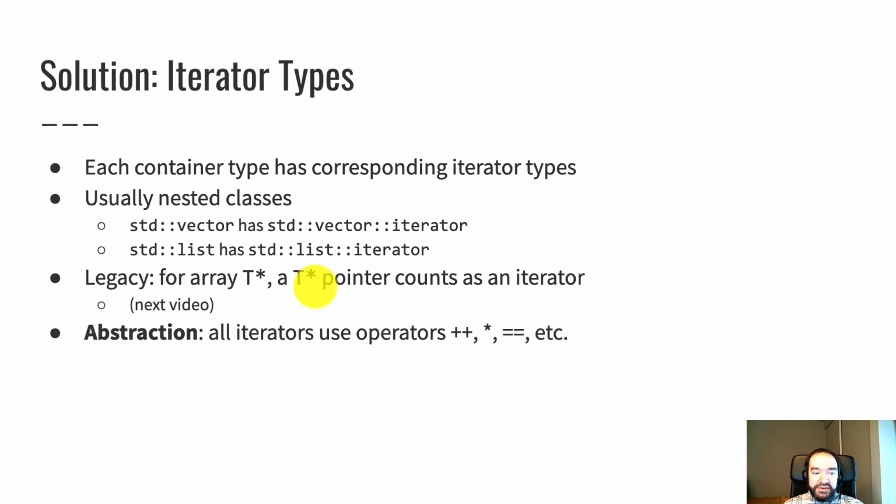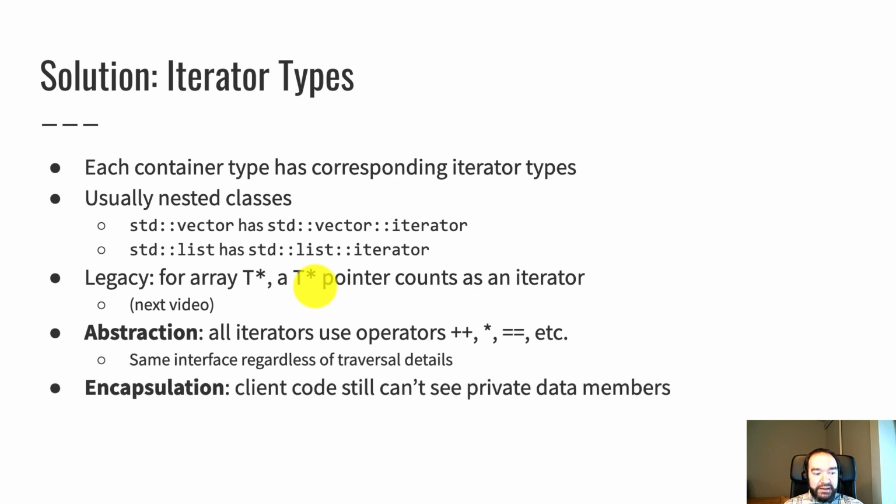The abstraction goal is achieved because all of the iterators use the same operators in order to move through a data structure. We use the plus plus operator, the dereference star operator, the comparison operator. That's what we use for all of these iterator types, regardless of how they actually work internally. And the encapsulation goal is met. The client code still can't see private data members. If you want to represent a location inside a vector, you use a std::vector::iterator. That lets you achieve that goal of representing a location, but it does not let you see any of the private data members of vector.